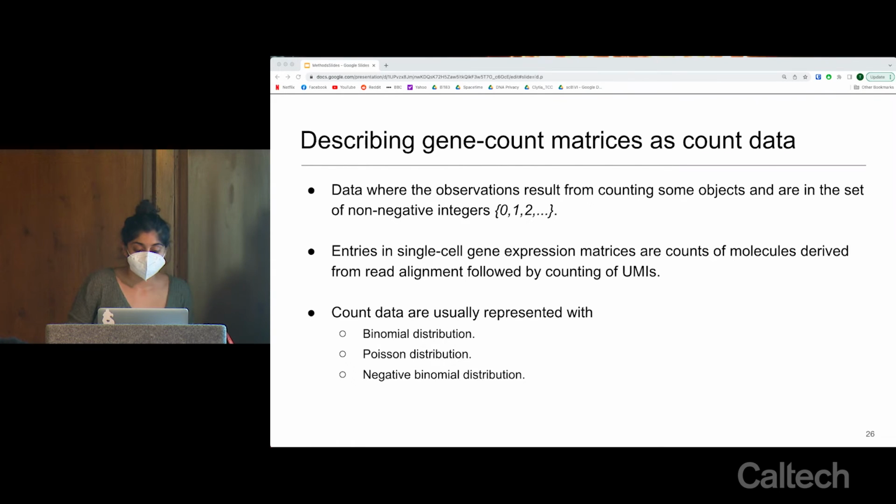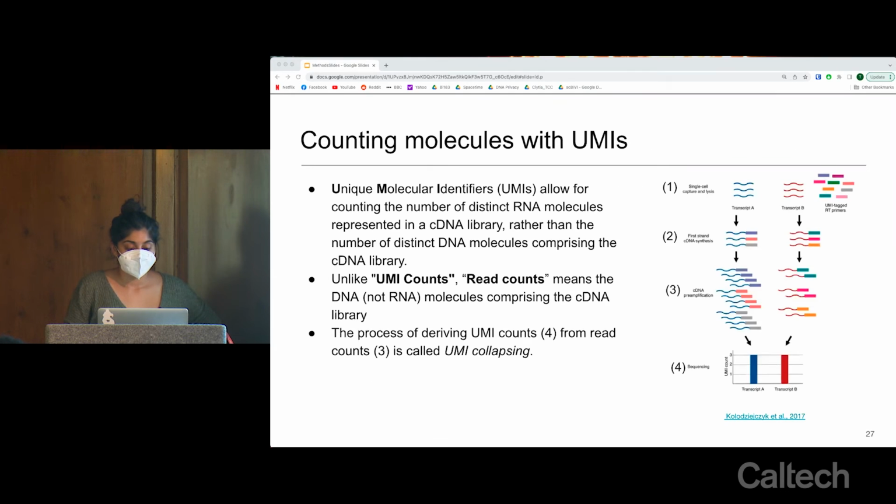Okay, so briefly, I will go through how these UMIs work for anybody who's not familiar. And the idea is that you have these RNA for, in this case, different transcripts.